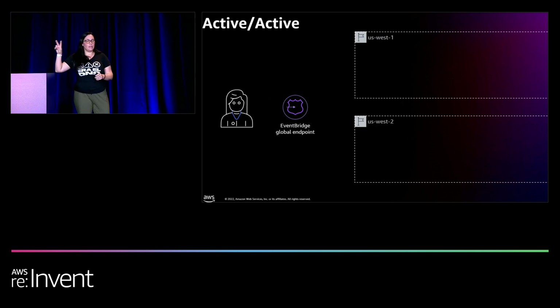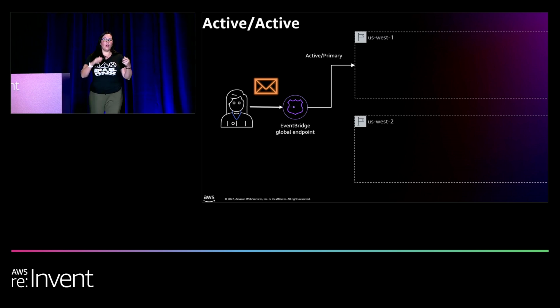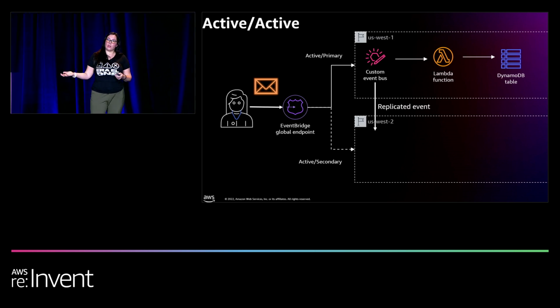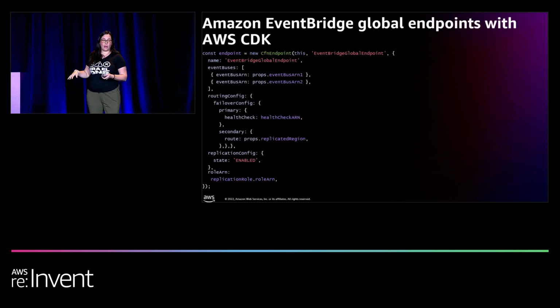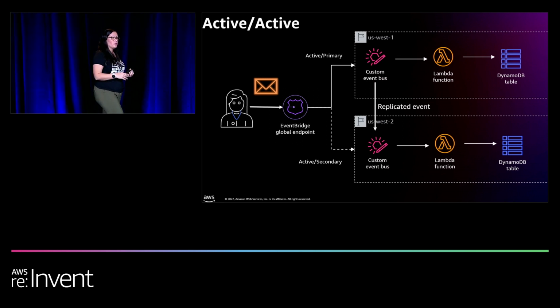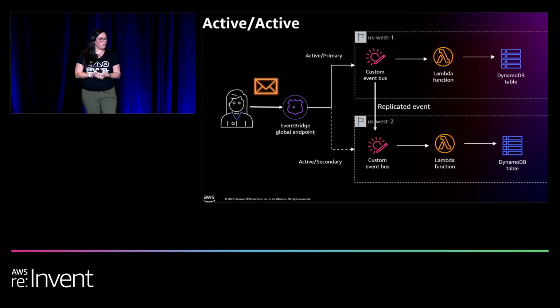The second mode is the active mode. And here we have, again, the same primary and secondary regions. And in the primary region, we have a full stack. And in the second region, we have another full stack. So now the event gets replicated, and we can decide if we want to do something in the secondary region or not.